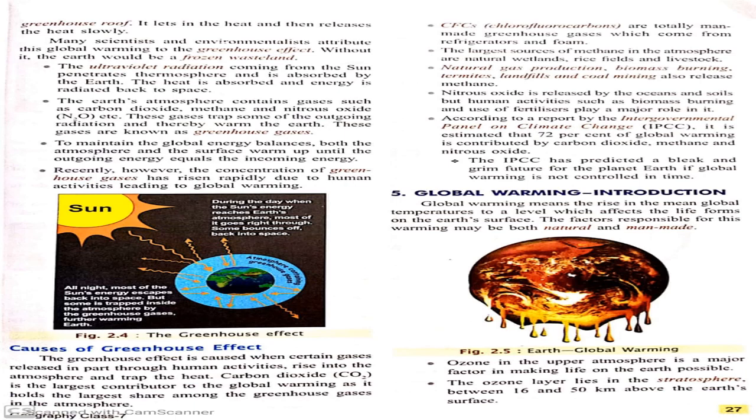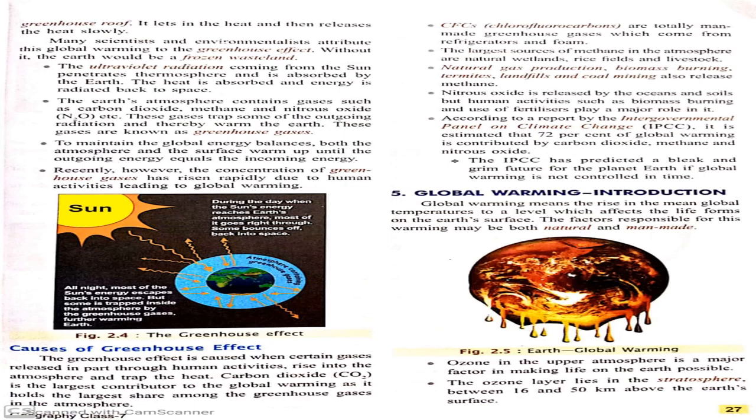Okay, so this ultraviolet radiation which comes from the sun enters into the thermosphere, and it is absorbed by the earth. The earth absorbs the heat, the ultraviolet radiation which comes from the sun. Then the heat is absorbed and energy is radiated back to space. It absorbs the heat and it releases the energy to space. Okay, this is what it does.